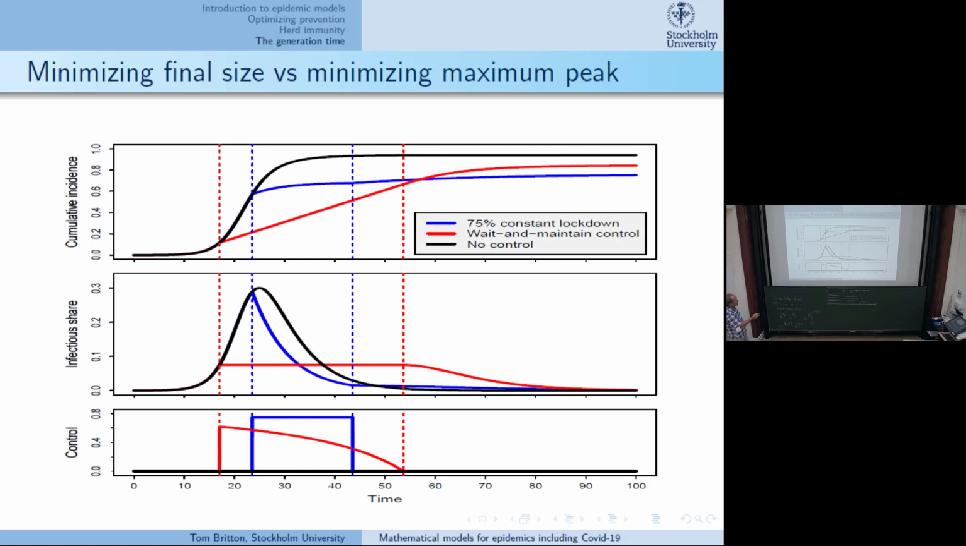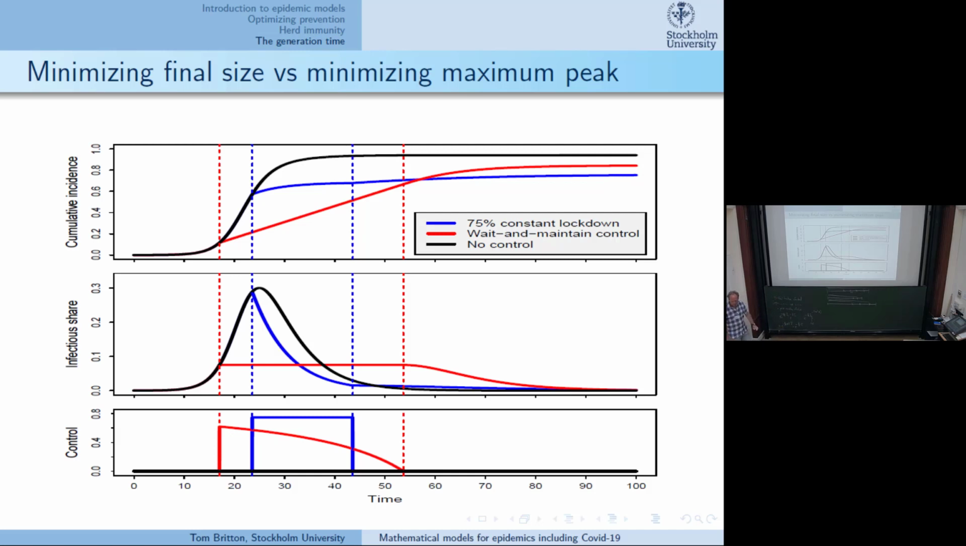Here are 2 prevention strategies. The blue one is the one that is best under the additional assumption, which I think is quite realistic. Suppose it's not possible to have a complete 100% lockdown. Suppose the best we can do, or the most of lockdown we can do, is 75%, just by arbitrary choice. If it's 75%, you should start slightly before the peak. You see that, but not much before the peak.